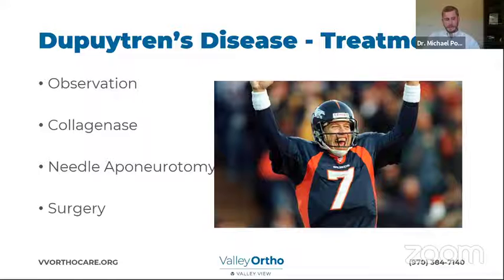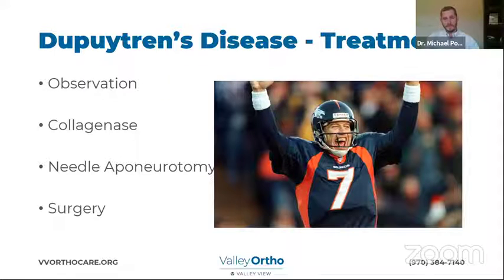So you see John Elway there on the right, and you may be wondering to yourself how John Elway made it into this talk. Apparently Elway has Dupuytren's disease, and he's been making commercials on behalf of a company called Endo Pharmaceuticals that makes an injection called Xiaflex or collagenase.